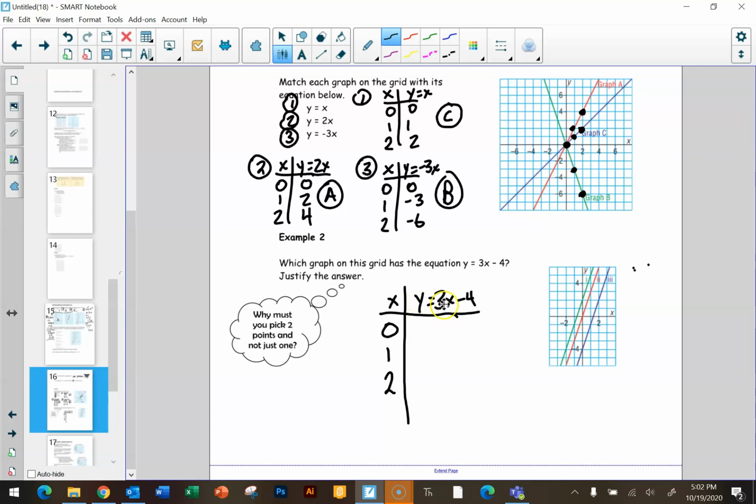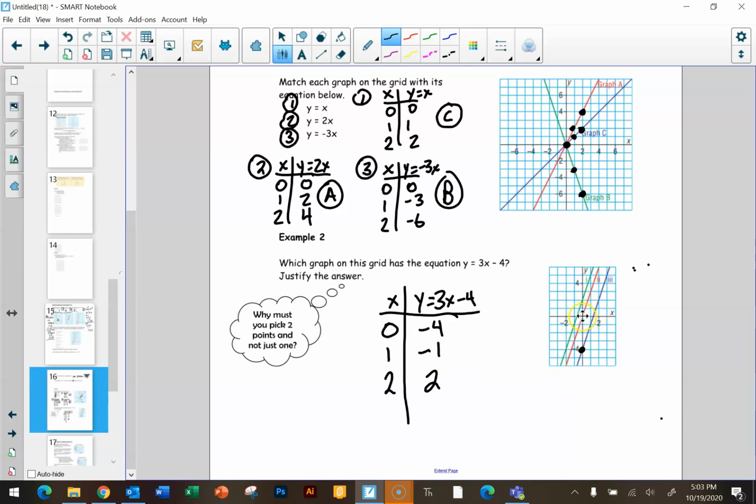So if y equals 3 times x minus 4, well, 3 times 0 is 0, minus 4, so that's going to be minus 4. 3 times 1 is 3, minus 4 is negative 1. And 3 times 2 is 6, minus 4 is 2. So let's look at these points. 0 is right there. Negative 4 is right there. So we're hoping it's the blue line. If the other 2 points are on the blue line, then we know for sure.